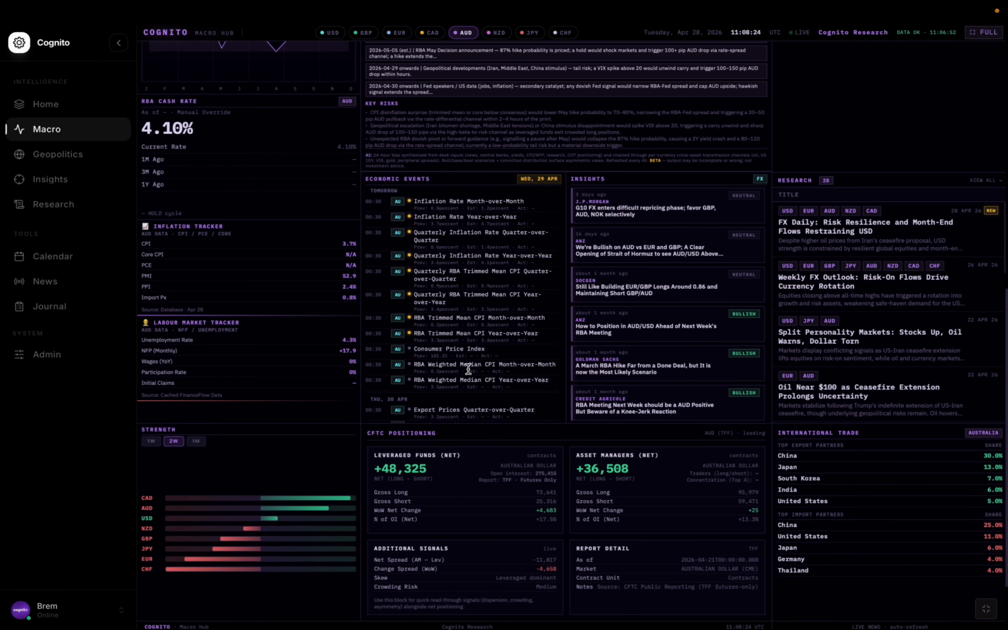If we scroll down to the bottom, we can obviously see that we are given the economic events for today, the key insights from a lot of the institutions, for instance JP Morgan here. We've got the inflation and labour market tracker, and then we also have CFTC positioning, so we can see that at the moment leveraged funds and asset managers are both overwhelmingly bullish on the Australian dollar.